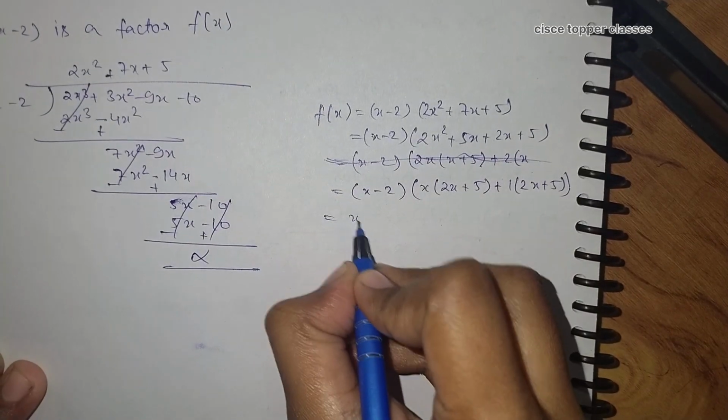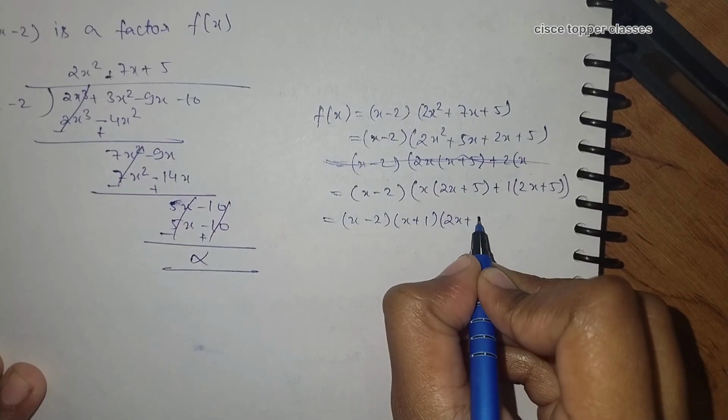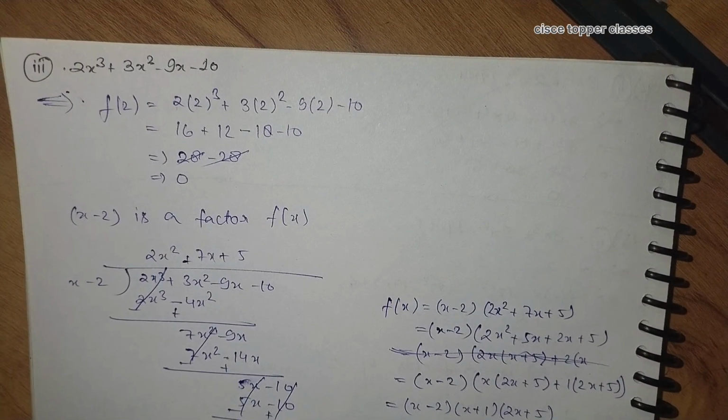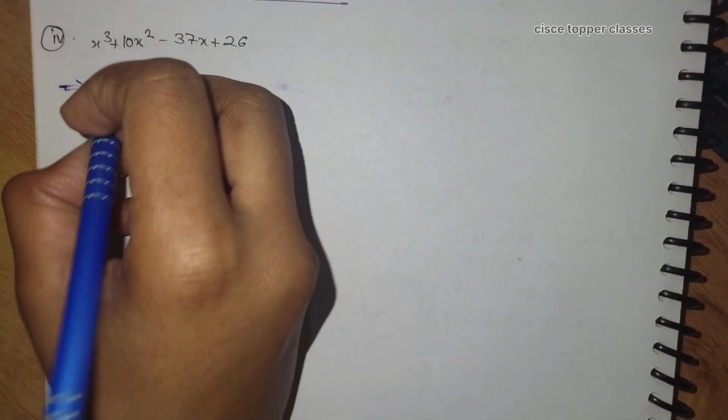So if we write, that will become x minus 2, x plus 1 and 2x plus 5 are the factors of this polynomial f(x), and this is the solution of question number 15, third part. Let's solve this question. Firstly, we have to find a factor of this equation.